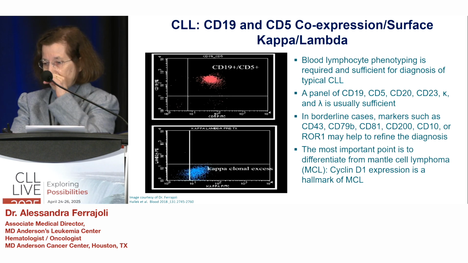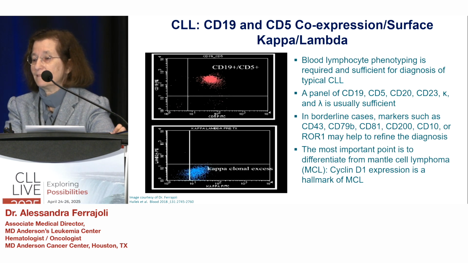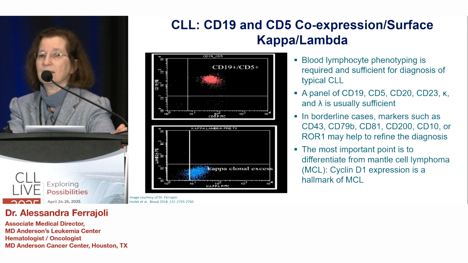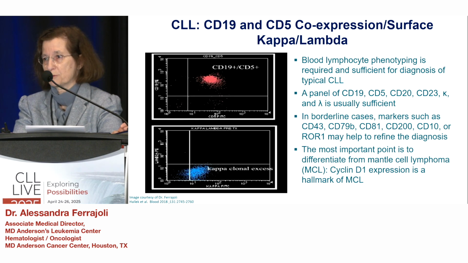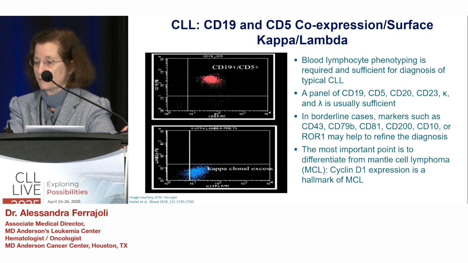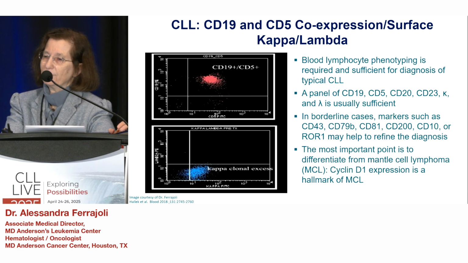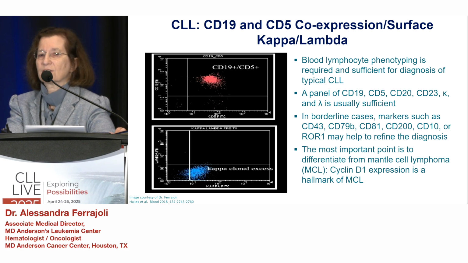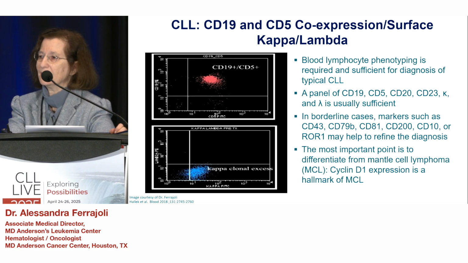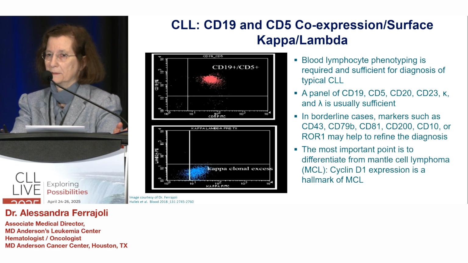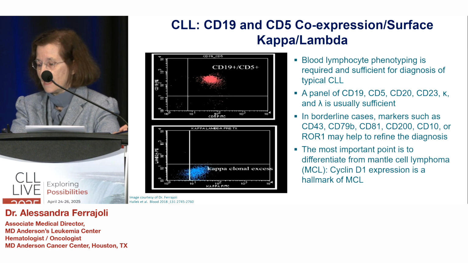This is a higher magnification of a bone marrow. As I said before, you need to identify these unique cells with a CD19, CD5 co-expression, and also they're going to have only one of the 2 options that we have for surface immunoglobulin. They're going to be either kappa or lambda. Sometimes there is a little bit of difficulty because we do have what we call the gray zone, where the characteristics of the cells are not quite typical of CLL. In that case, you need to expand your panel and add some more antigens.